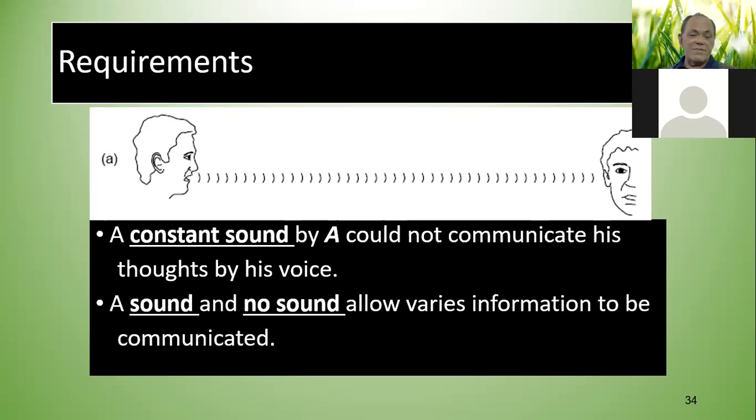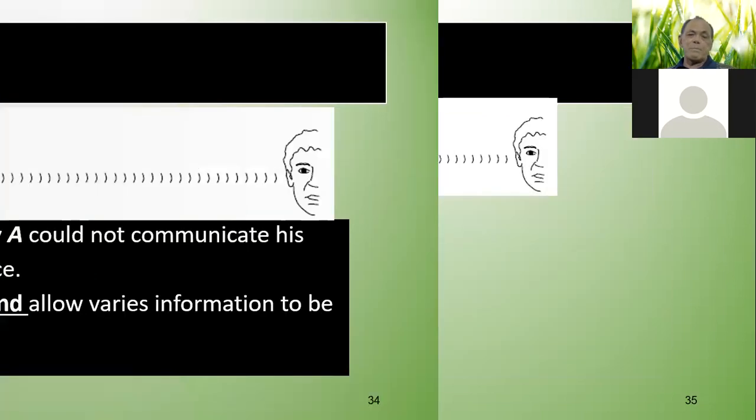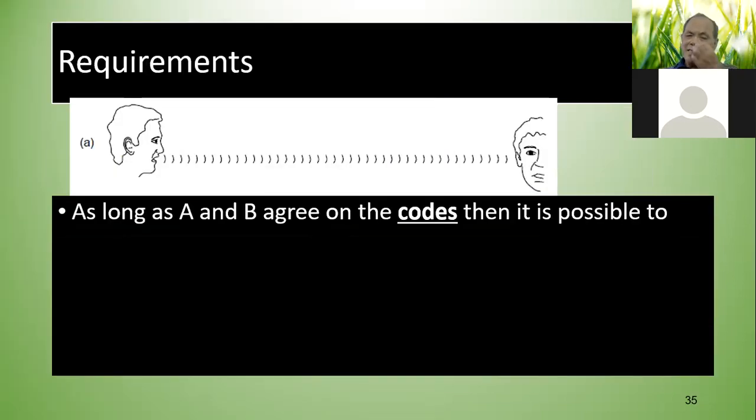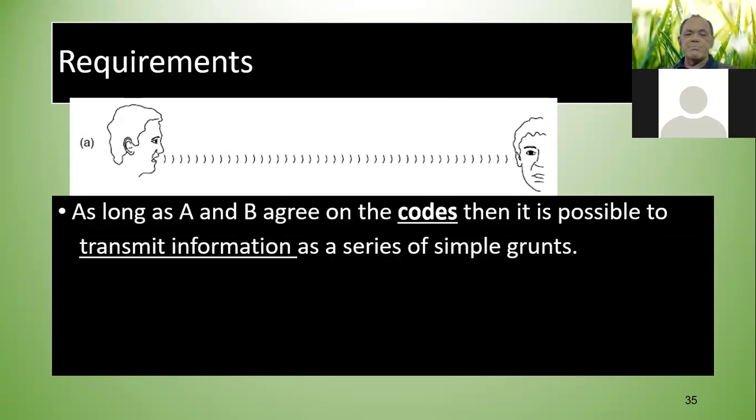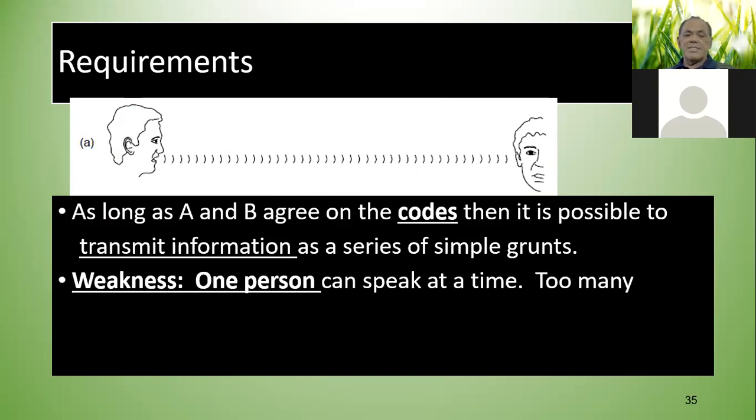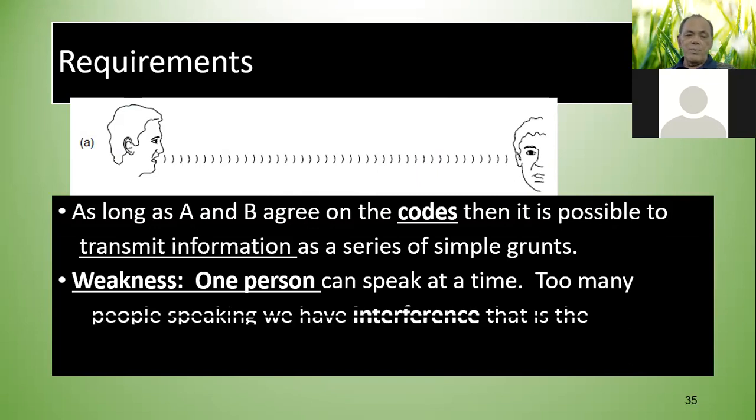We can have different lengths of sound like the Morse code. As long as A and B agree on the code, then it is possible to transmit information as a series of simple grunt, sound, no sound, different lengths of time. What does it mean? Weakness, right? One person can speak at a time. Too many people speaking, we have interference, cannot understand each other anymore. So we must have a quiet place where we can communicate the information.